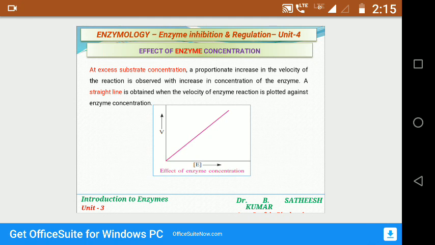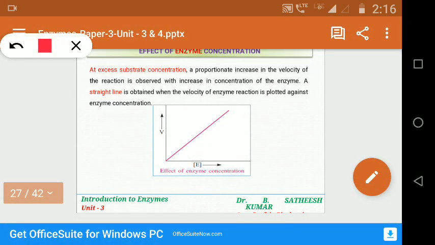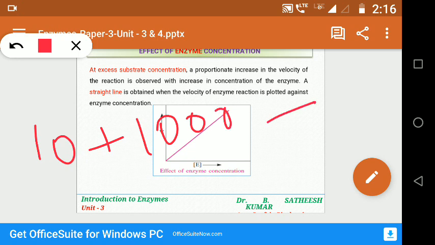So that means we have excess substrate concentration, and we are gradually increasing the concentration of the enzyme and seeing how much the enzyme activity is increased or decreased. This is very easy to explain. We will get a linear straight line curve in this case, because suppose we use 10 enzyme molecules and 1000 substrates, what will we get? 10 molecules of product per second.